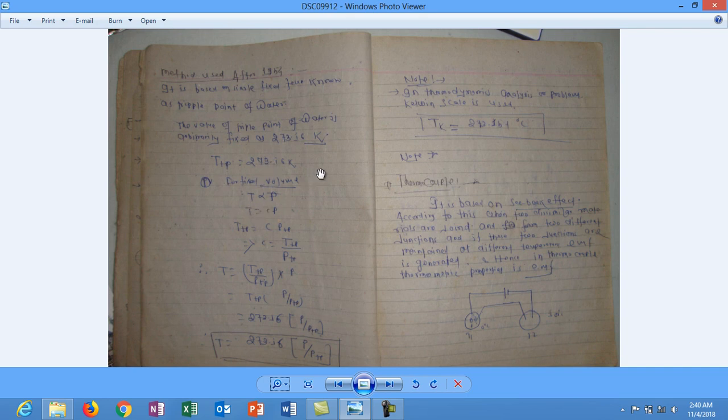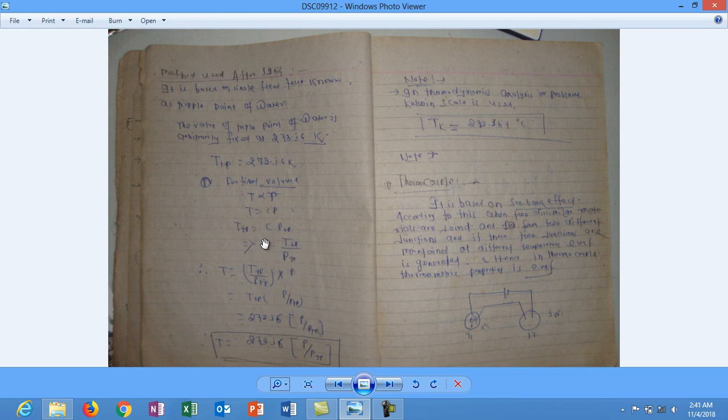In that condition, temperature is related to pressure. You know that PV = mRT, and for fixed volume, temperature is directly proportional to P. So if you remove the proportionality sign, T will be equal to C into P. At the triple point temperature, let us suppose the pressure corresponding to it is PTP. That means at the triple point, TTP is equal to C into PTP, therefore the value of C will be equal to TTP by PTP.